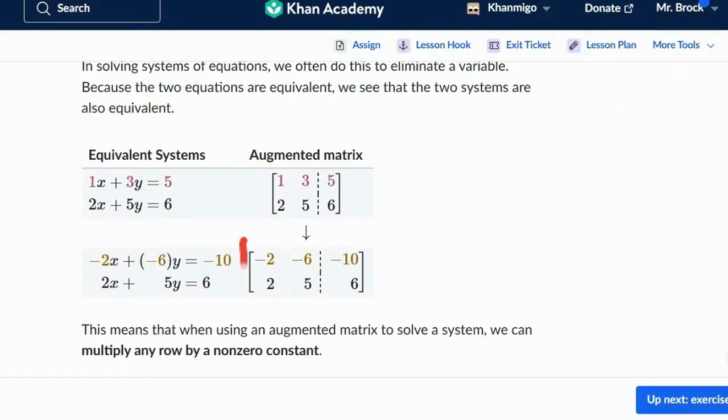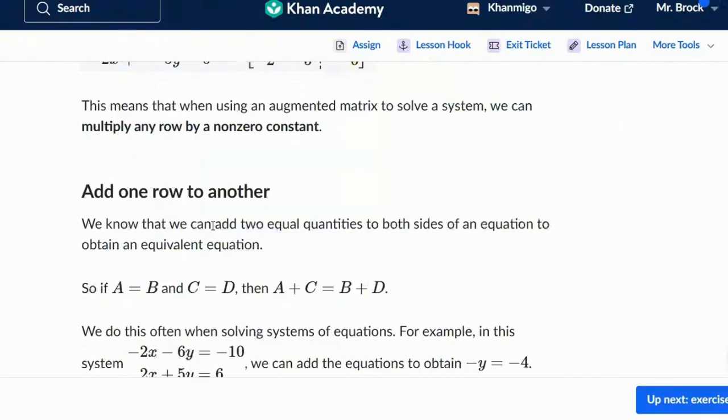Well, that's why we can do that with a matrix. We can multiply the first row by negative 2, because when we were solving systems of equations, that is one of the methods we did. So we could add them together and the x would go away. So that's how that's related to doing this with a matrix. Adding one row to another.